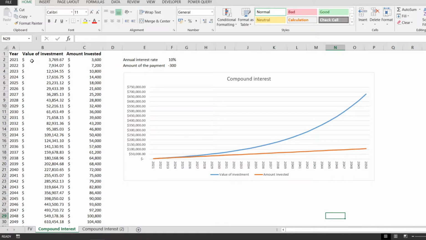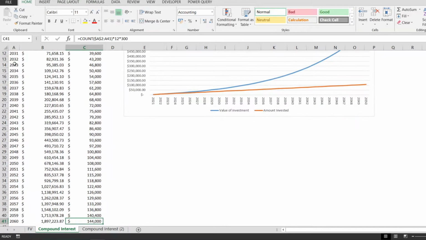This video will show you how to build this compound interest worksheet that we can adjust and see how the money will compound every year. So I added in here the years starting with 2021. Let's say that this is year 1 and ending in 2060.